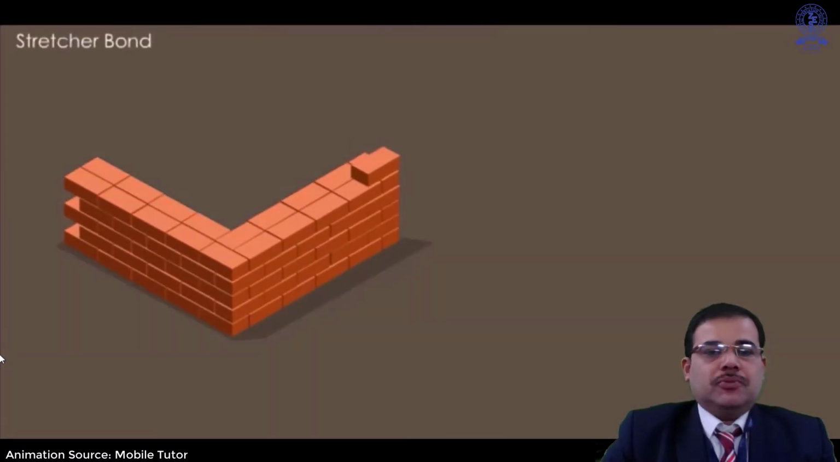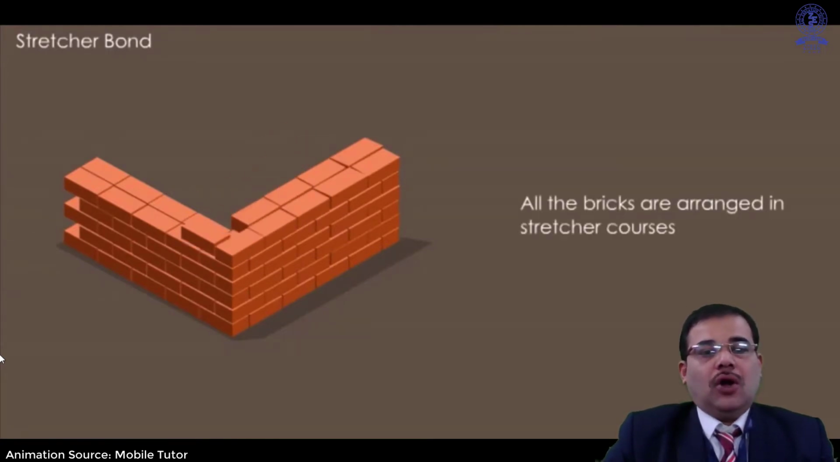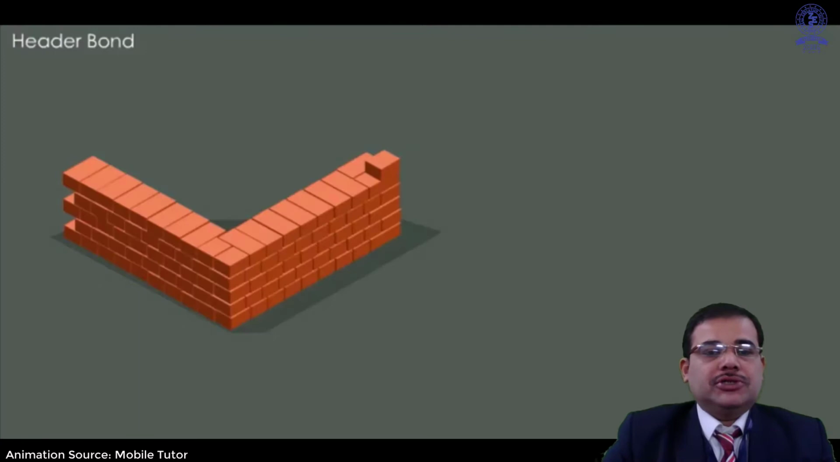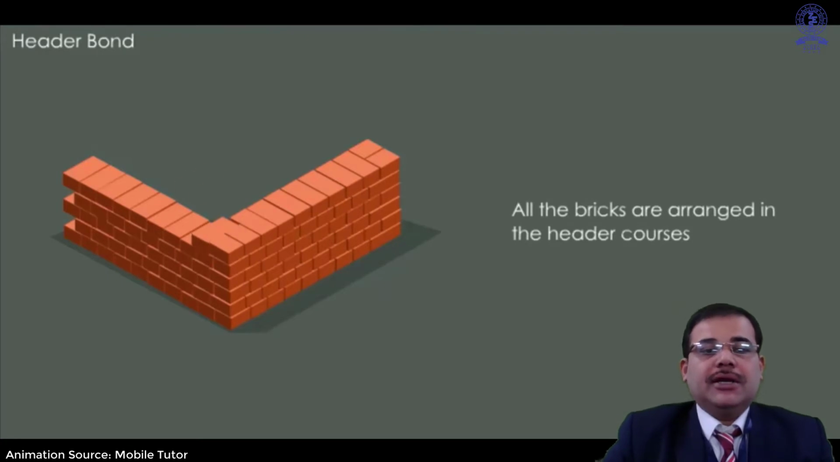Now in case of stretcher bond, as you can observe, all the bricks are being laid on their stretcher side, which means the longer dimension is parallel to the construction of the wall. Whereas in case of header bond, you can observe the bricks are laid with the header side projected out.